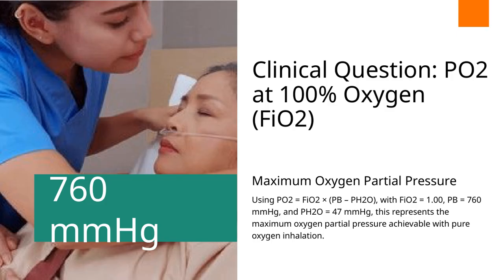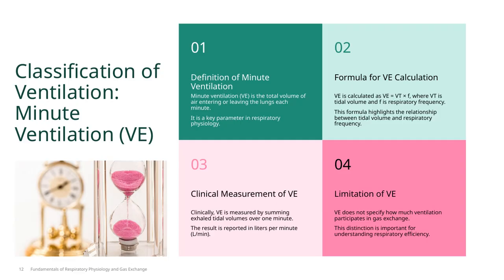Let's talk about the fundamentals of respiratory physiology and gas exchange, focusing on minute ventilation today. Minute ventilation, or VE, is essentially the total volume of air that enters or leaves the lungs in 1 minute. It's a crucial parameter because it helps us understand how effectively the lungs are ventilating. Clinically, we measure VE by summing up the exhaled tidal volumes over a 1-minute period.